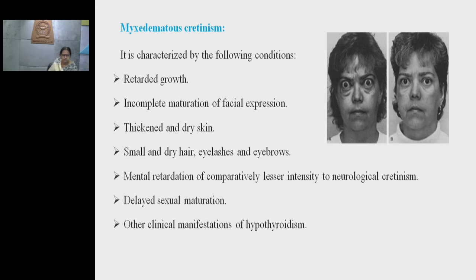Then the next syndrome is myxedematous cretinism. It is characterized by the following conditions. It shows retarded growth, incomplete maturation of facial expressions, thickened and dry skin, small and dry hair, eyelashes and eyebrows, mental retardation of comparatively lesser intensity than neurological cretinism, delayed sexual maturation, and other clinical manifestations of hypothyroidism.